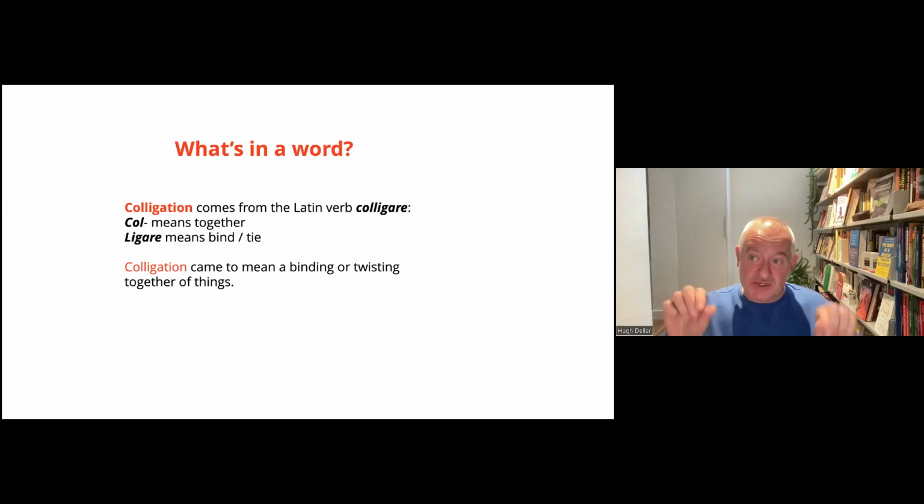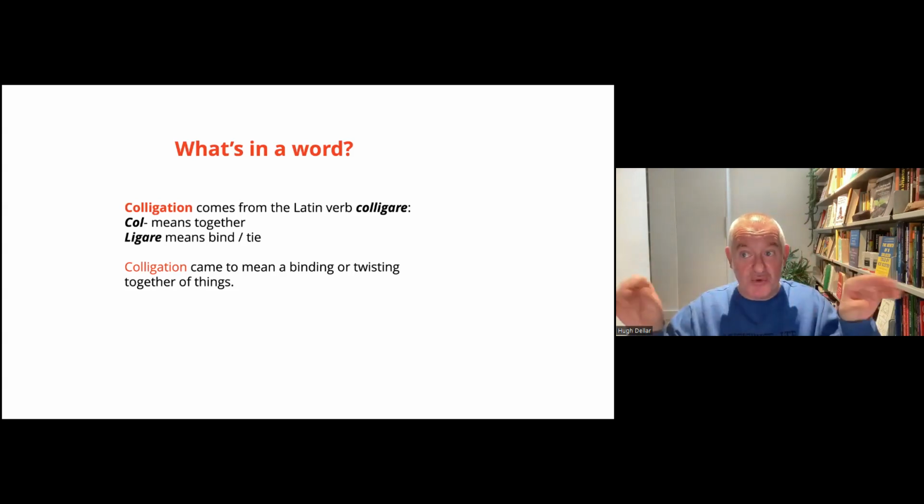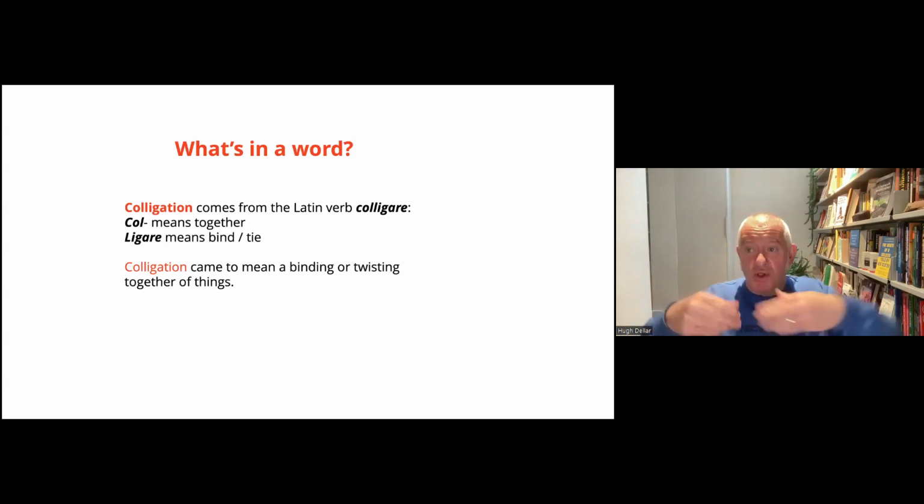And originally, this idea of colligating things meant kind of binding and twisting things together. So, you know, in the old days when people were making roofs from dried reeds or dried grasses, or you were making woven baskets, basically what you were doing was colligating. Yeah, you were kind of weaving and joining things together.